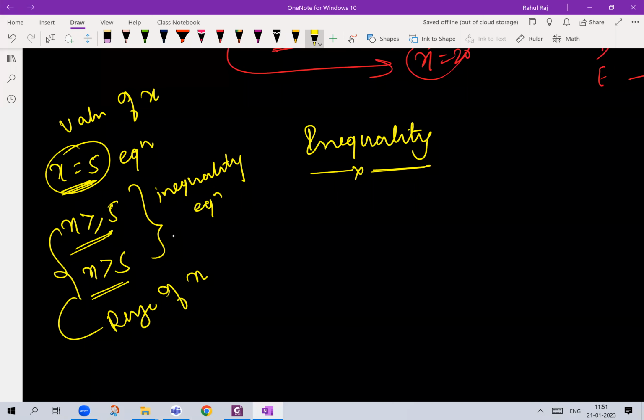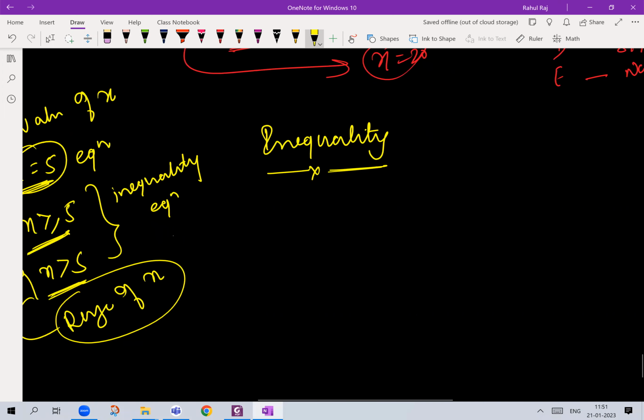Value of x means what? X is equal to 5. Done and dusted. Nothing else at all. But when you say x is greater than or equal to 5, or x is greater than 5, it means it's a range of x. X can take any number from 6 to infinity or 5 to infinity. So this is called the range of x. This is not the value of x.